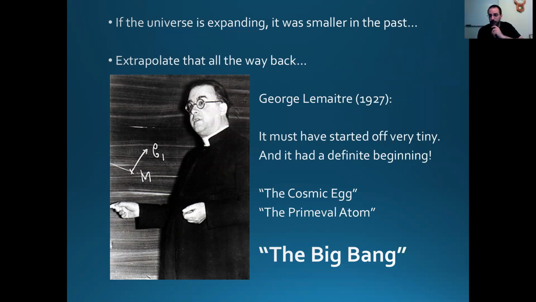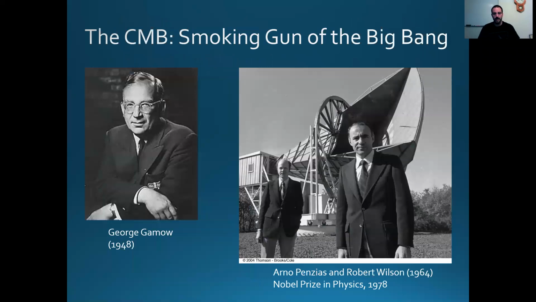And in fact, it was a Belgian priest, an astronomer by the name of Georges Lemaitre. And he said that if the universe started off very tiny, it must have had a definite beginning. It had a beginning at a specific point in time, the beginning of time. He called this the cosmic egg or the primeval atom, but the name which eventually stuck was given by people who were ridiculing this model, and they called it the Big Bang as a pejorative. But that was the name that ultimately stuck, the Big Bang.